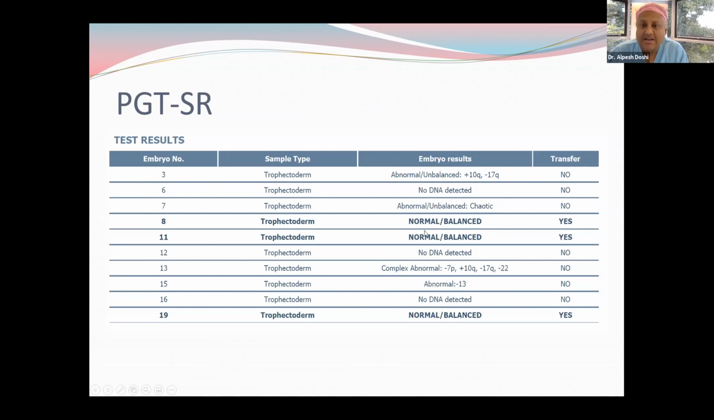And again, you can see that you can have unbalanced embryos, so these are affected embryos, or you can have a normal or balanced embryo. When I say that, it means that you cannot tell whether this embryo has the same translocation as the mother or the father who carries that balanced translocation. So the offspring may have the same translocation or may be normal.